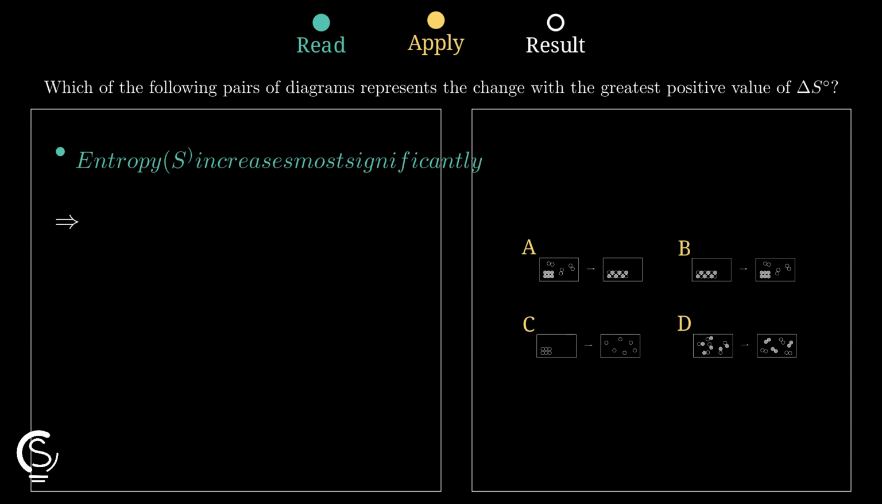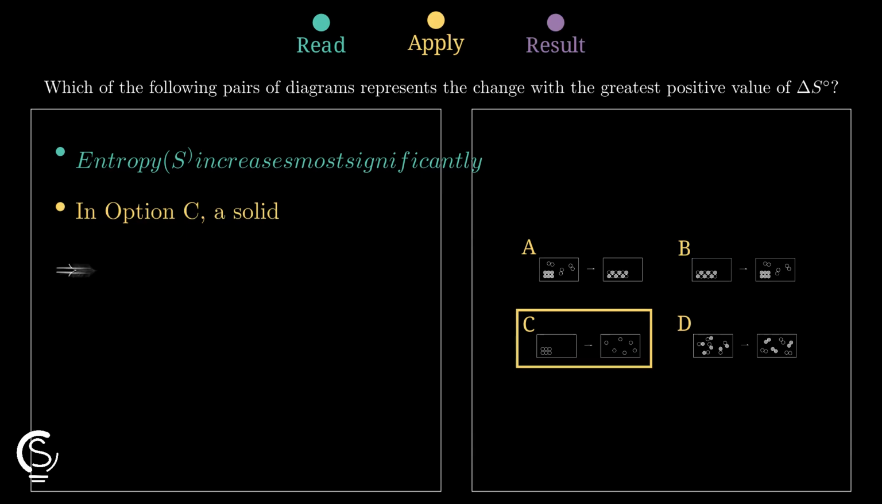This specific transition creates a massive jump in molecular disorder compared to the other three choices provided. This results in a larger positive entropy value. Because the gas phase is chaotic, option C is the clear winner for the greatest change.